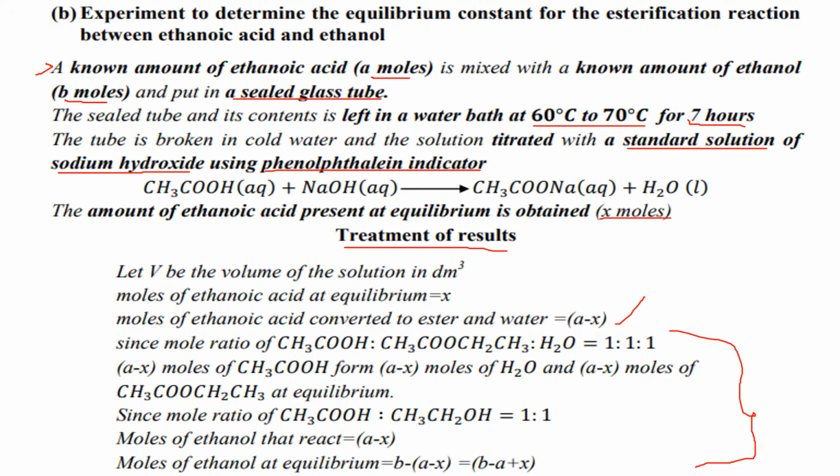Now this one confuses many. You have to pay extreme attention in the next slide. Now we are saying that since the mole ratio is 1 to 1, that means that everything is going to have the same amount of moles, A minus X, A minus X, A minus X. And the mole ratio of ethanoic acid to ethanol is also 1 to 1. That means that the number of moles of ethanol are going to be the same as the number of moles of ethanoic acid. And moles of ethanol at equilibrium are going to be represented by this. So let's look at how these results came about in the next slide.